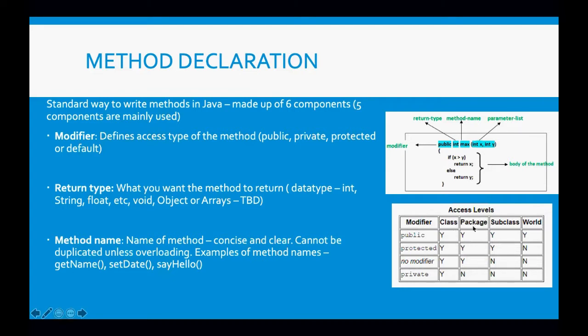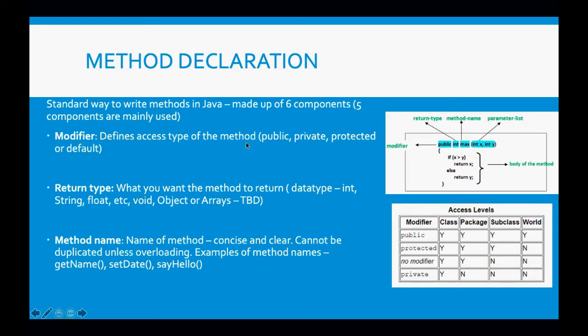So if you see the second image on the bottom right corner of my screen, you can see the access levels. If your method is a public method, it can be accessed by any of these four levels. So it can be accessed by any class, by a package, by a subclass, and even by the outside world. And if it's protected, this is when it is inside a subclass. So it can be accessed by a class, a package, or a subclass. And if it is private, it can only be accessed by the class that you define it in.